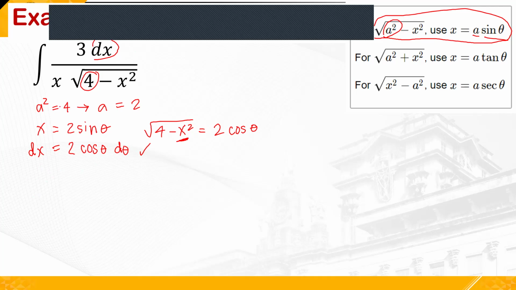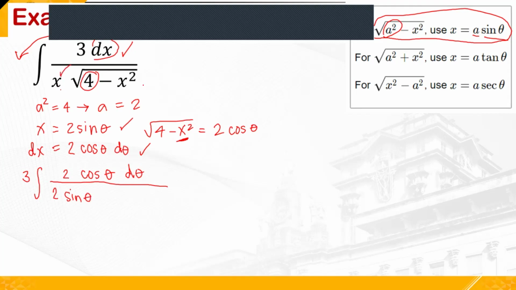So, that will be 3. Labas na natin yung 3. Tapos, 2 cosine theta d theta. Okay na tayo kay dx. Now, for the x, ito naman siya. The x is 2 sine theta.